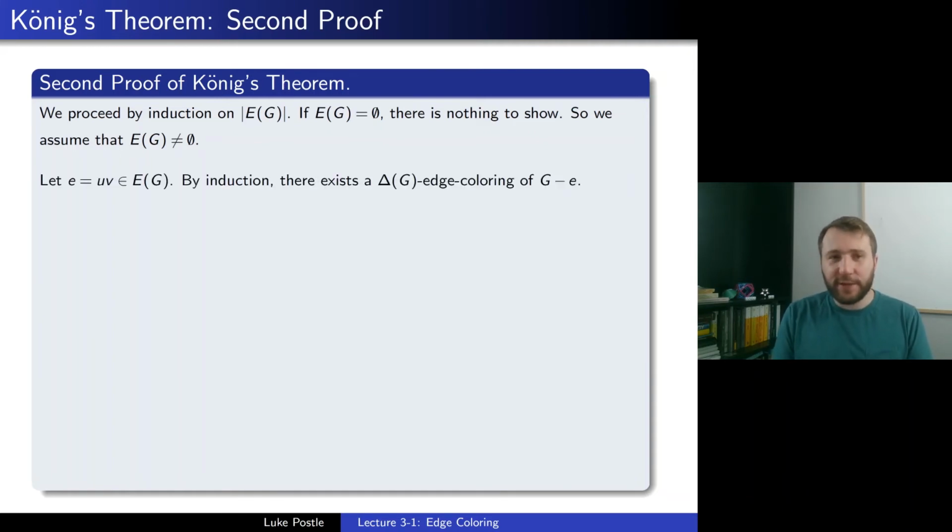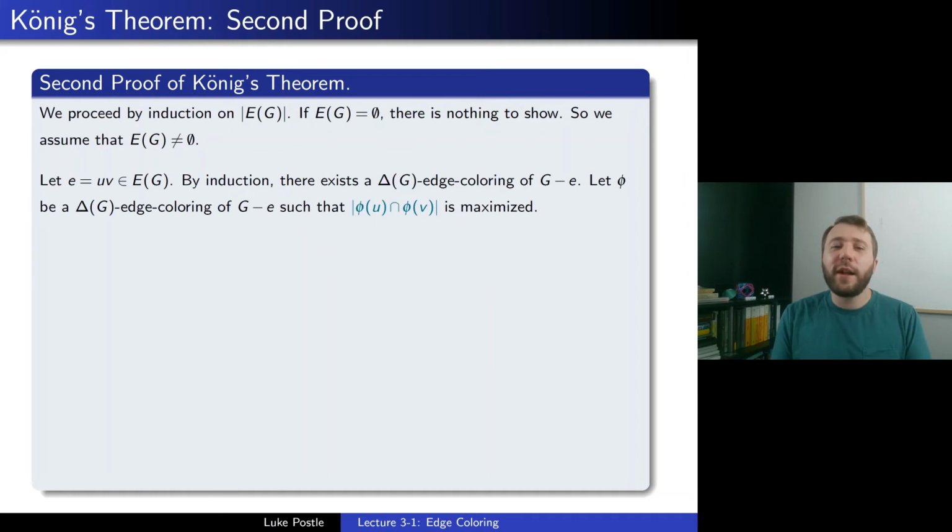So let e be this edge with ends u and v, and by induction, there exists a Δ(G)-edge-coloring of G minus e. So if I delete that e, then I can get a coloring. Then where do we go? Well, let phi be such a coloring, but now I'm going to be a little bit tricky. I didn't have to do it exactly like this, but it'll smooth the proof a little bit and also give you some insight into other ones like Vizing's theorem. So here I'll do it such that the size of phi(u) intersect phi(v) is maximized. And again, those are the missing colors. So that maximizes the number of common missing colors at u and v, the ends of this edge e. And if you think about it, those are actually non-empty.